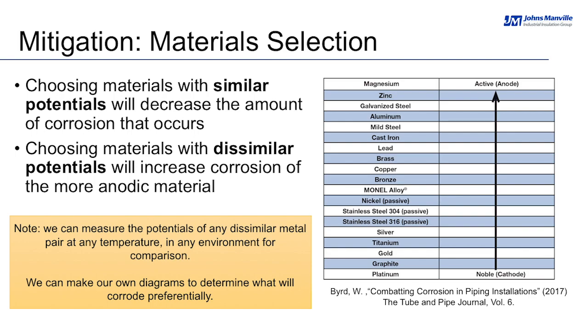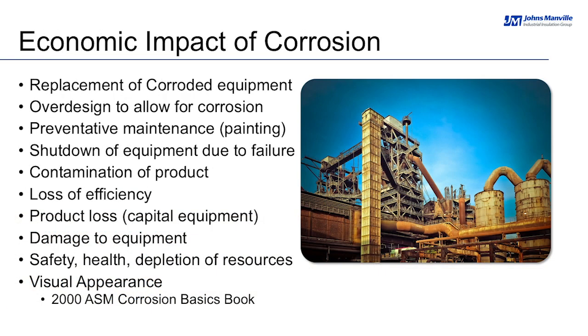into the corrosive systems. Now, the economic impact of corrosion is significant. I think we can all agree there. Replacement, for example, if we need to replace corroded equipment, we will incur significant expenses, right? And if we over-design to allow for corrosion, we'll also have to take into account a lot of investment there. For preventative maintenance, for example, using painting, there's another expense. Or if we need to shut down the equipment due to failures, if it is a large plant, that means a lot of money. Okay. If we contaminate the products, that means a lot of money.